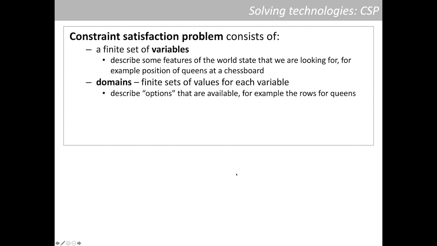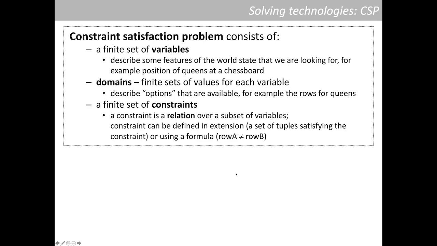These variables may be assigned values that are taken from a domain. The domain for a given variable is a finite set of values, and it describes possible options for that variable. And the variables are restricted by constraints, which are relations between sets of variables. These constraints can be expressed in extension using a table, also called tabular or table constraints, or the constraints can be expressed using a formula.